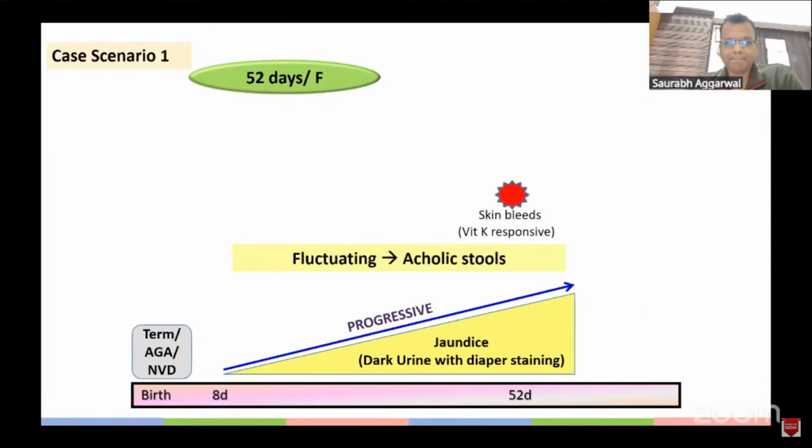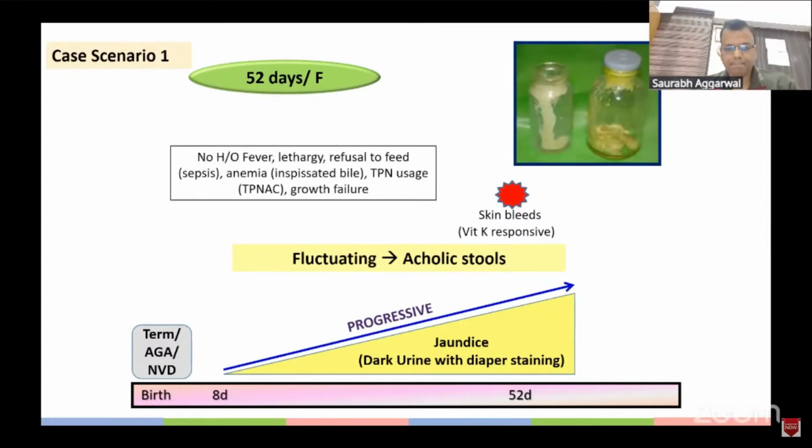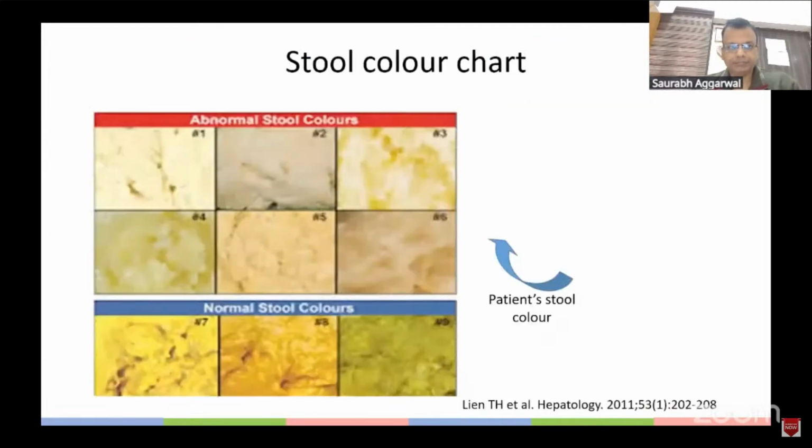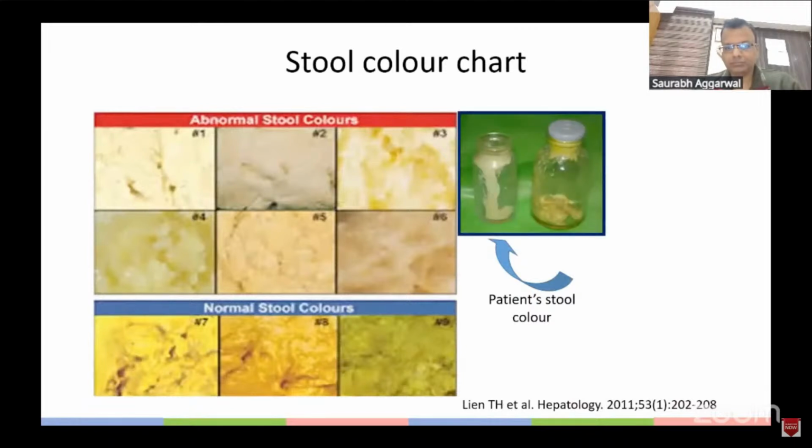So let's come to two case scenarios. We got a child who was 52 days old, female, term, appropriate for gestational age. She started to have jaundice since day 8 of life, which is gradually progressive. The stool color is fluctuating, most of the time acholic stools, and the child has jaundice and dark urine with diaper staining. The child also has intermittent skin bleeding, which is responsive to vitamin K. This is the stool color of the child. There is no history of fever, lethargy, refusal to feed, anemia, TPN use, or growth failure. This is the stool color of the child, depicting the acholic stools.